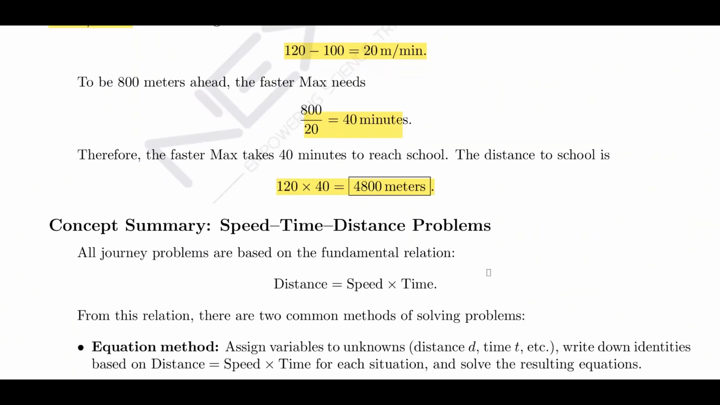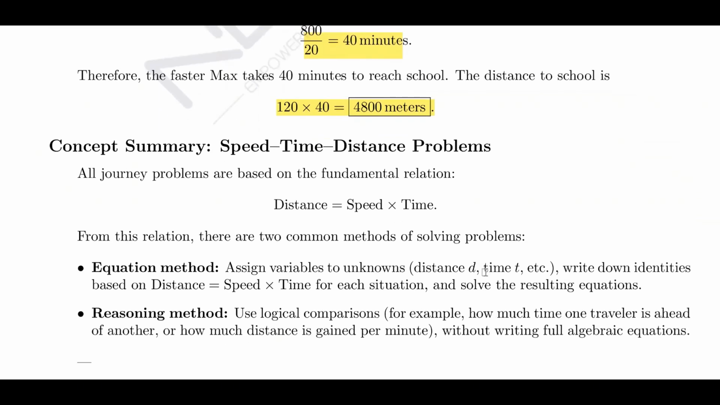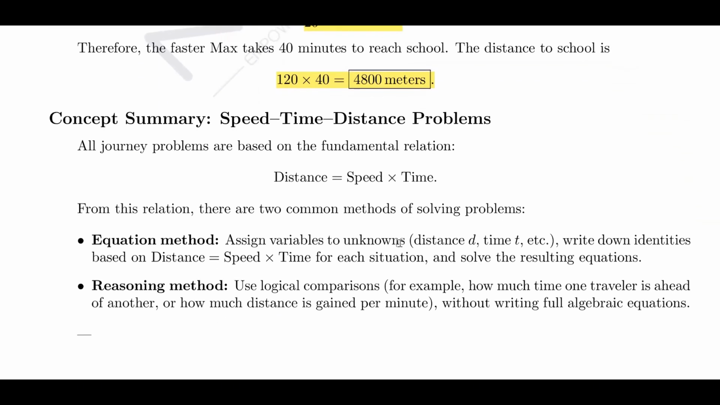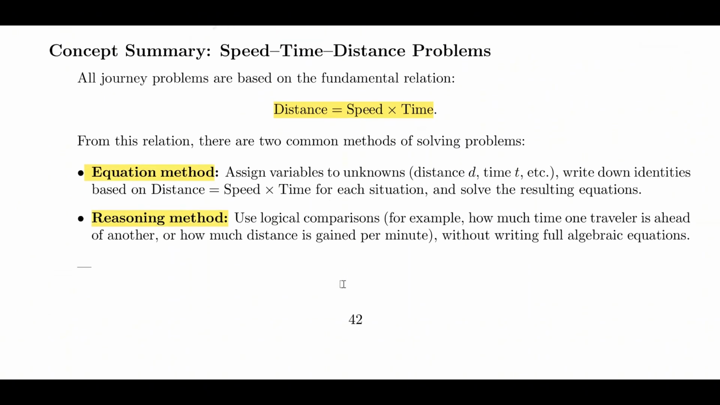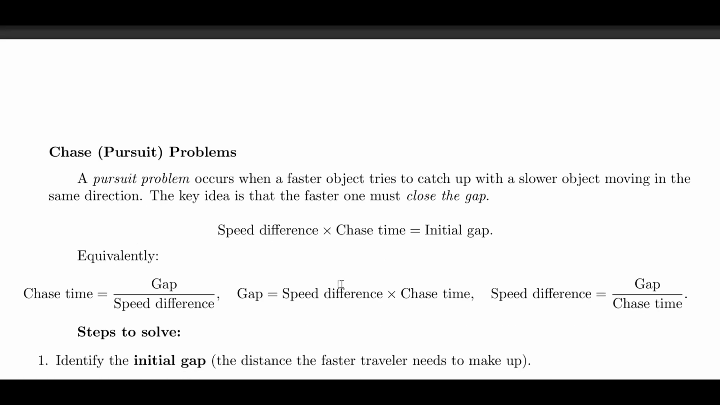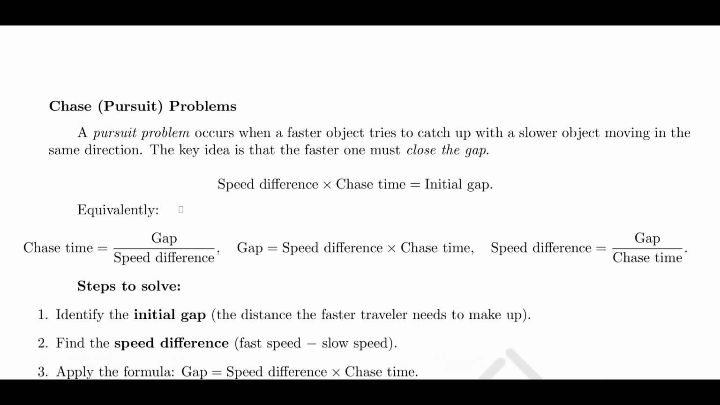Now let's summarize what we have learned. All journey problems come from the formula distance equals speed times time. There are two main ways to solve them, the algebra method using equations and the reasoning method using logic. We also have two classic problem types. The first is the chase problem, where a faster traveler tries to catch a slower one moving in the same direction. The key idea is that the speed difference multiplied by the chase time equals the gap between them.